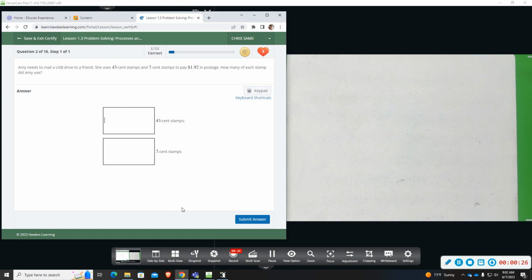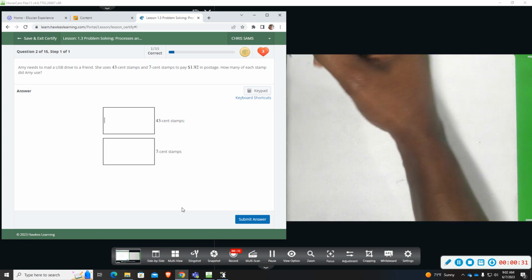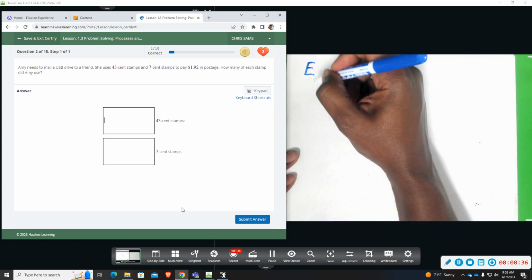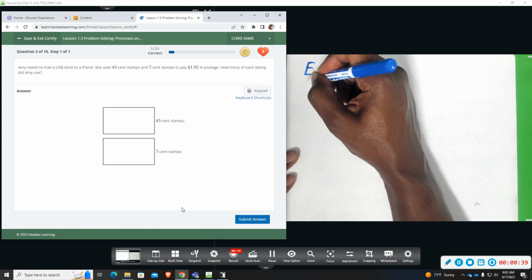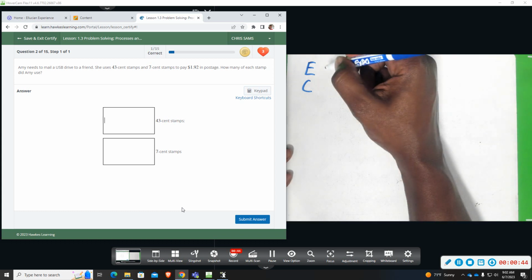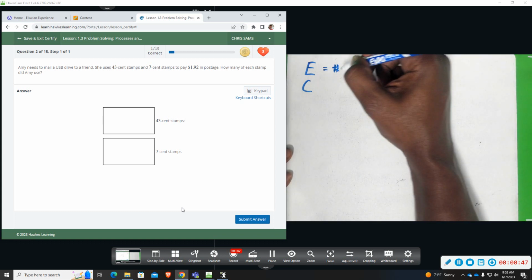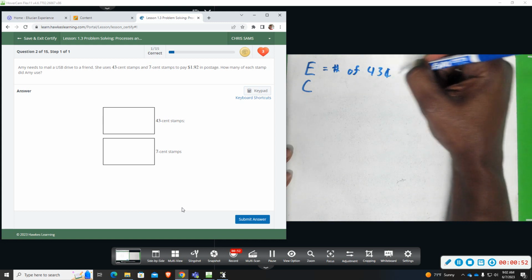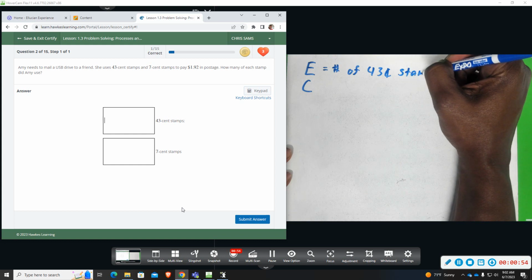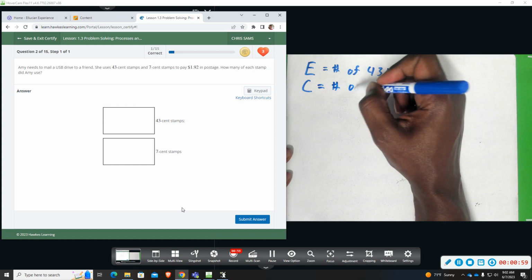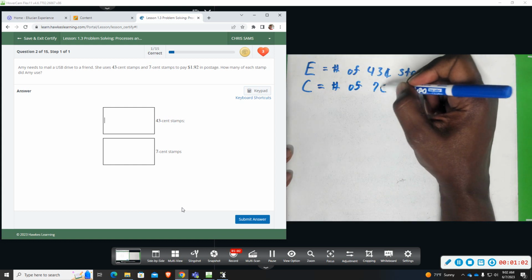So I'm going to come up with two variables. I'm going to use E for the expensive stamp, and then I'm going to use C for the cheaper stamp. So E will be the number of 43-cent stamps, and then C will be the number of 7-cent stamps.